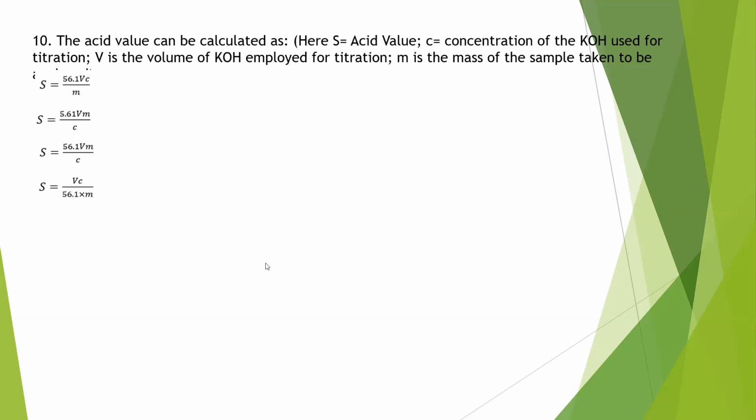So the correct answer is A. S is equal to 56.1 CV by M. This formula is used to find the acid value.